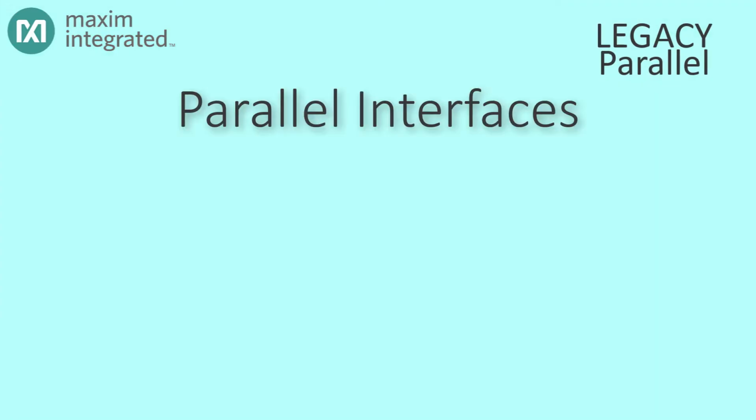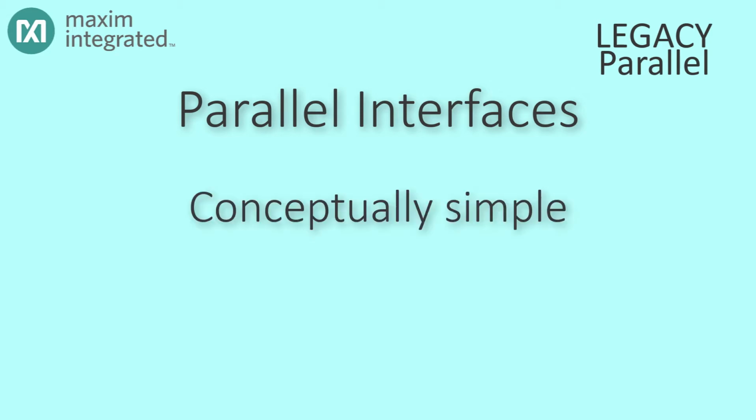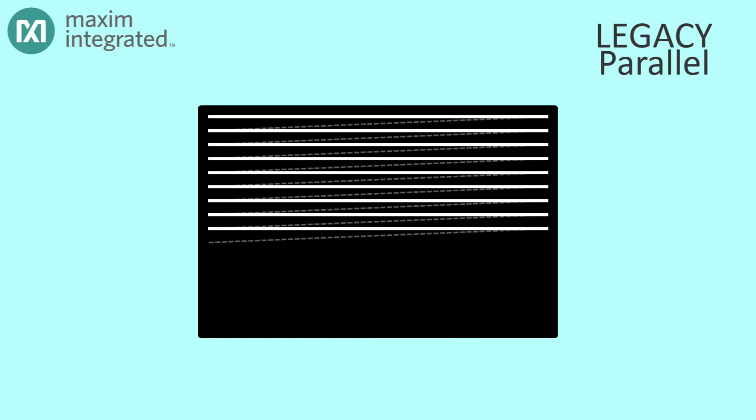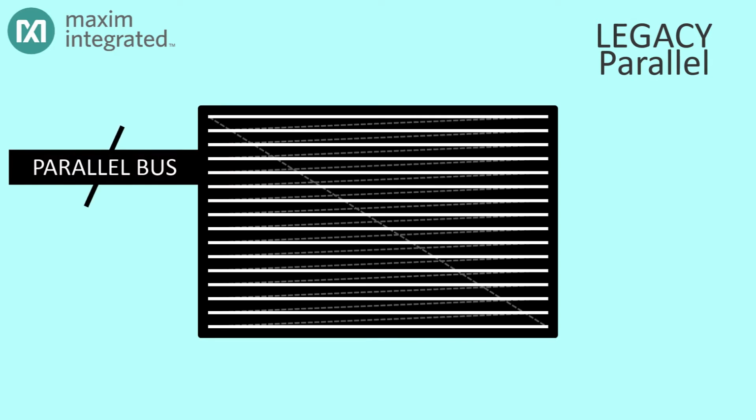Parallel interfaces are a convenient baseline. They're conceptually simple, and they're pretty familiar to those who've been using displays and cameras. Let's see how they work. By convention, pixels in a parallel interface display or camera are scanned left to right and then top to bottom. Each pixel is expressed on a parallel bus.